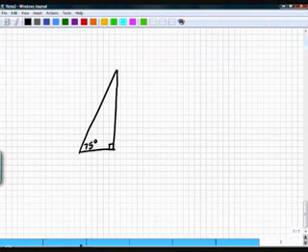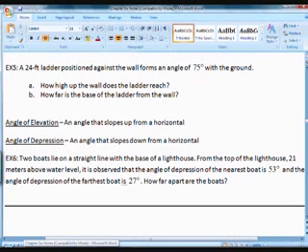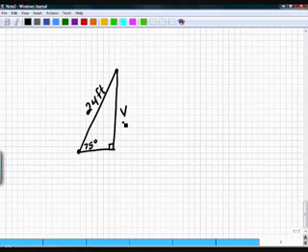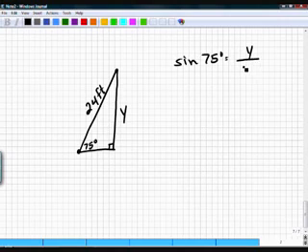24-foot ladder. So the ladder's 24 feet. Does everybody understand why that would be the hypotenuse? Because that's the length of the ladder. That's not the height up the wall. It says, how far up the wall does the ladder reach? We'll call that my y. Any question on y? Sine, cosine, tangent, which would you use? Sine of 75 degrees equals opposite over hypotenuse, so y equals 24 times sine of 75.